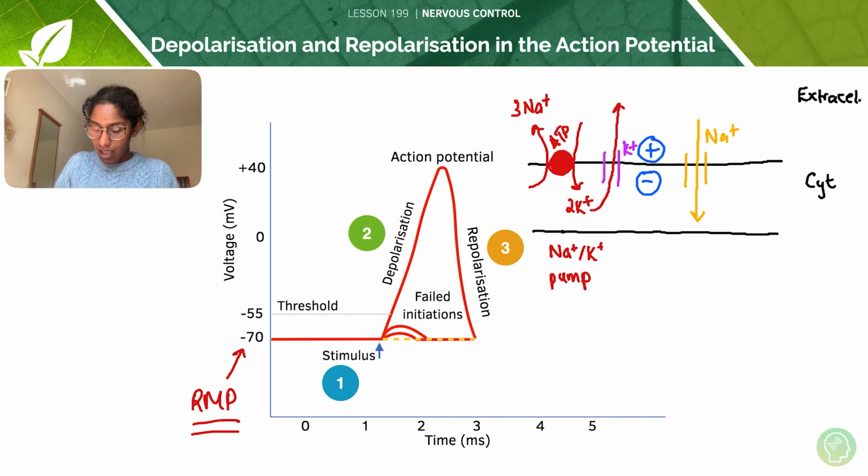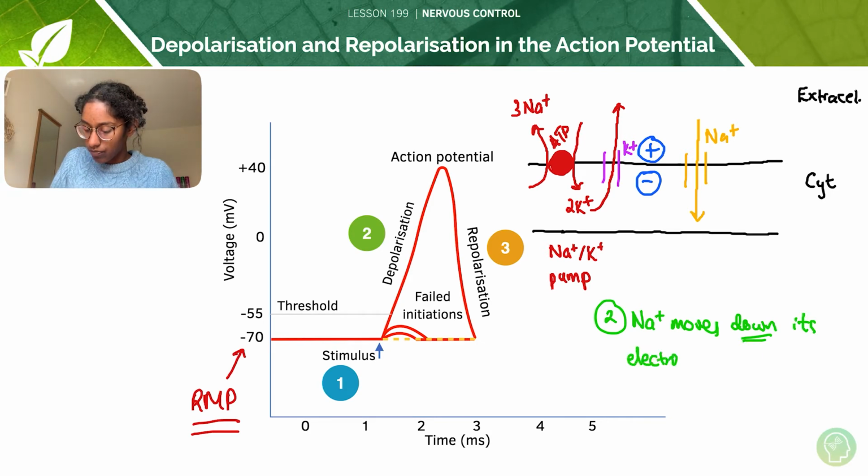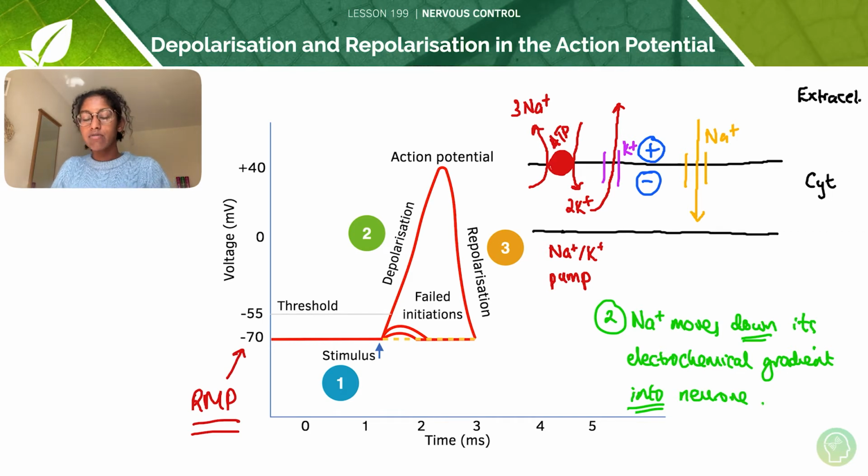So sodium at stage number 2 here, sodium moves down its electrochemical gradient into the neuron. Now, a really essential step to remember here is when we get our stimulus, we get some opening of our sodium channels. Now, as sodium channels open, our negative charge within our neuron gets less and less negative because the positive ions are moving in, so it's getting a little bit more positive. So it's going to push itself up from -70 to around -55.